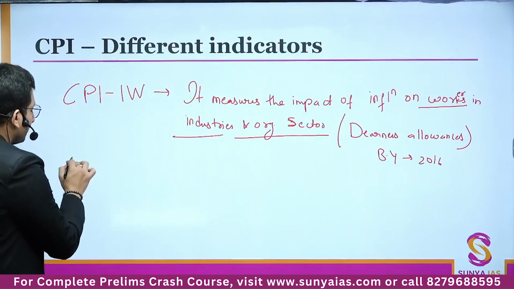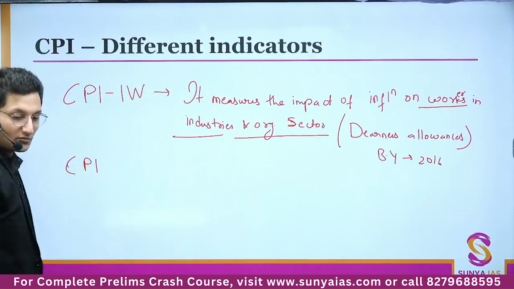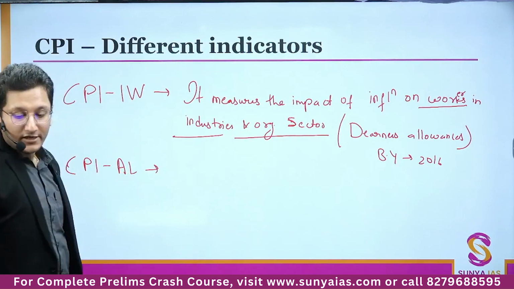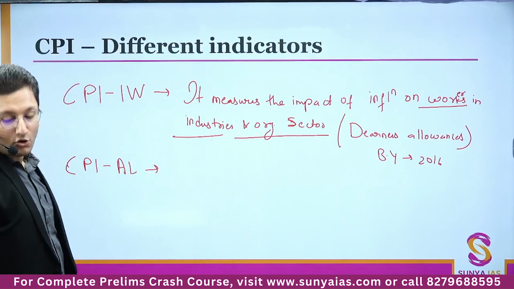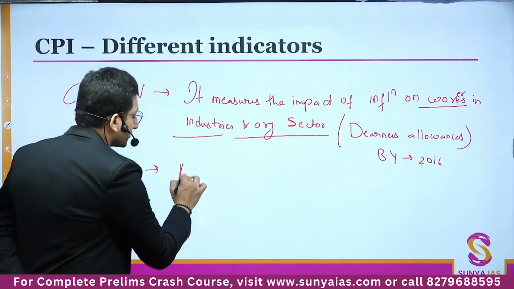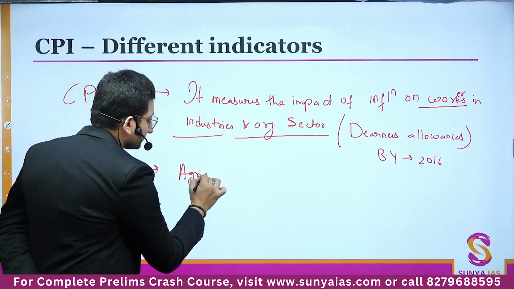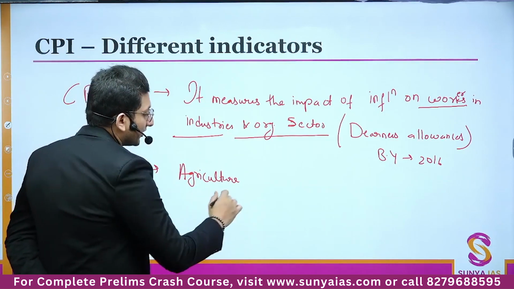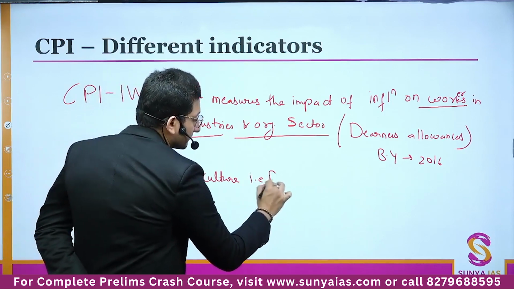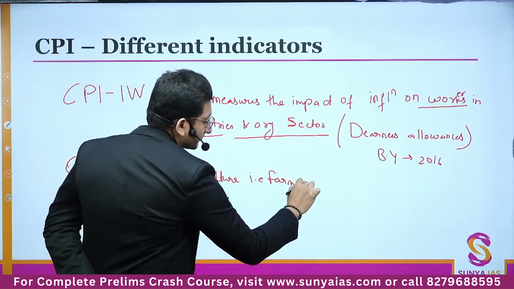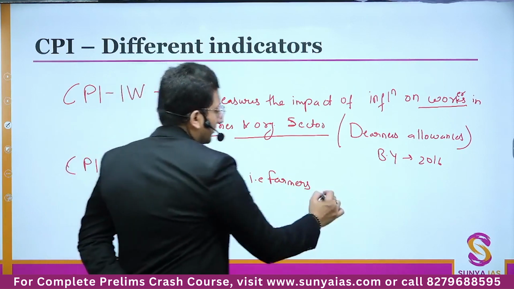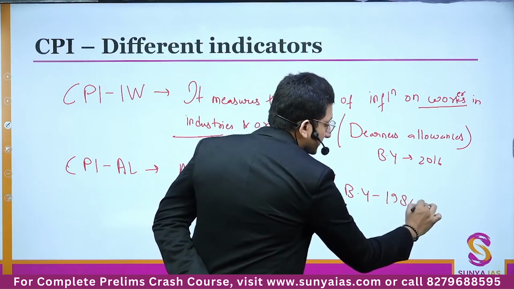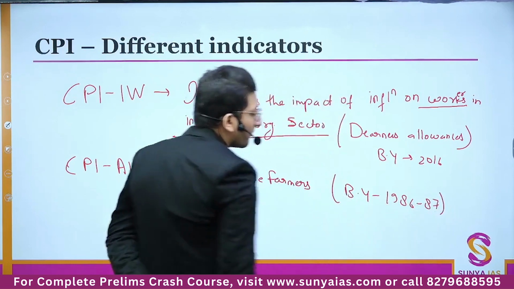The next one we have is CPI-AL, agriculture labor. It measures the impact of inflation on people engaged in agriculture, that is farmers. Okay. And its base year is 1986-87. So do remember this thing.